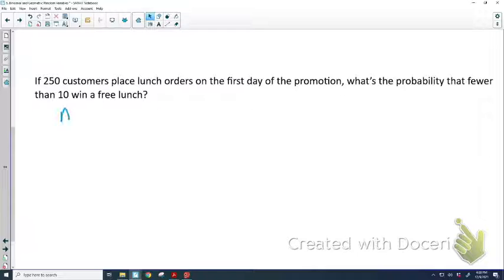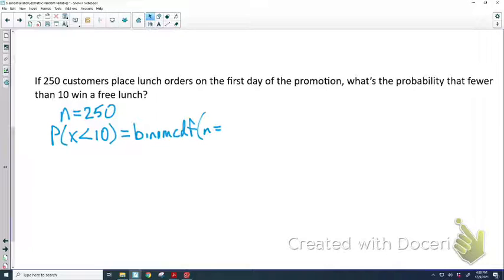Our sample size goes up to 250, and the question changes big time: fewer than 10. This would be quite a pain to do by hand. There is a trick where you can approximate it to the normal curve, but we're just going to use the binomial distribution on this. We'll maybe look at that approximation later in the year. So this is difficult because you need to get the probability of 0, of 1, of 2, of 3, of 4, all the way up to 9, or just use binomcdf.